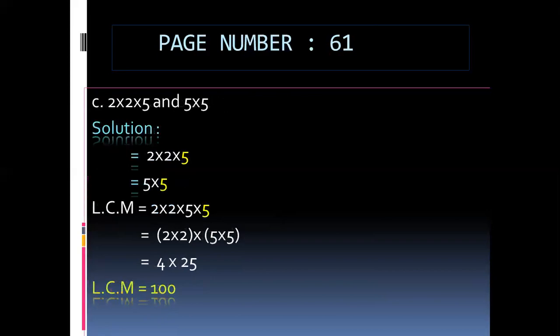Part C. First set of prime factors is 2 multiplied by 2 multiplied by 5, and the other set is 5 multiplied by 5. 5 is common, which is highlighted. 2 into 2 is uncommon in the first set, and 5 is uncommon in the other set. So the LCM is 100. 2 multiplied by 2 multiplied by 5 multiplied by 5. 100 is the LCM of the given sets of prime factors.